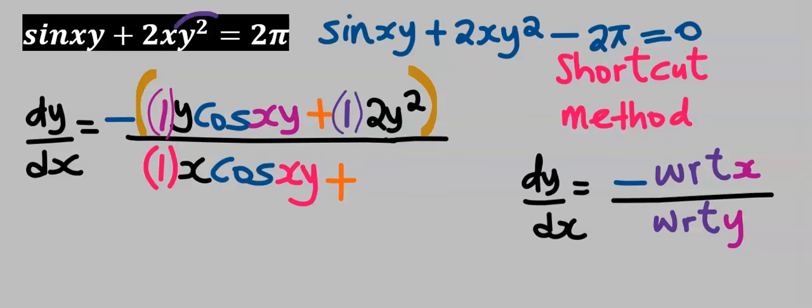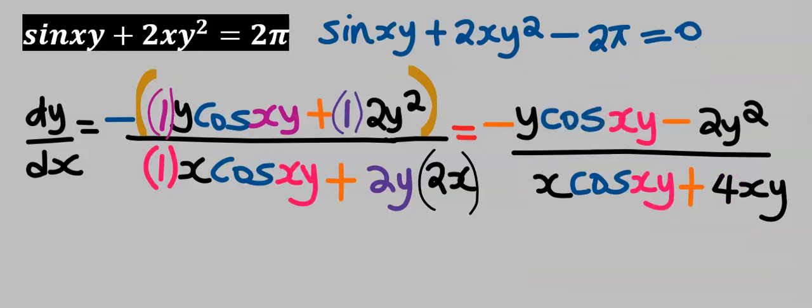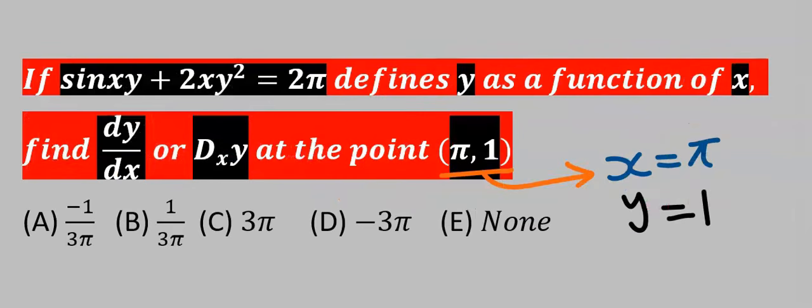Next, I will differentiate y squared and I'm going to get 2y. However, I will ignore the 2x. Next, we simplify our result. Next, wherever I see x, I will put pi, and wherever I see y, I will put 1, respecting the condition from the given question.